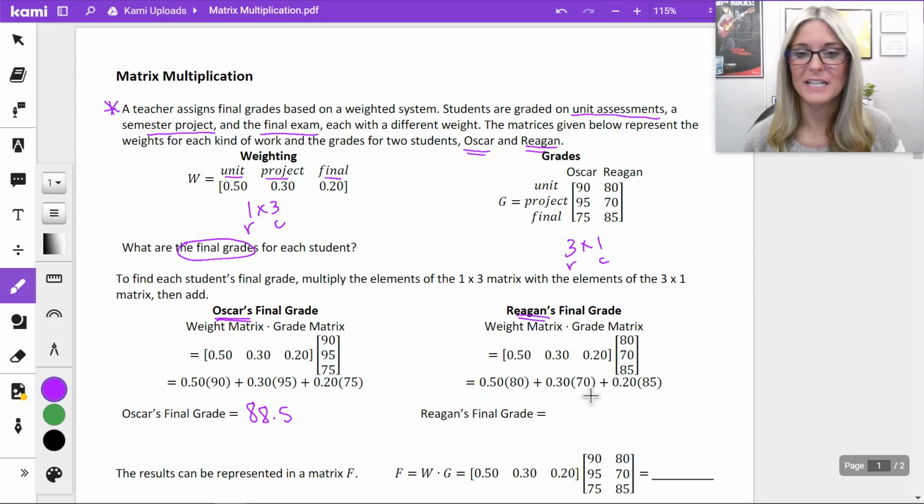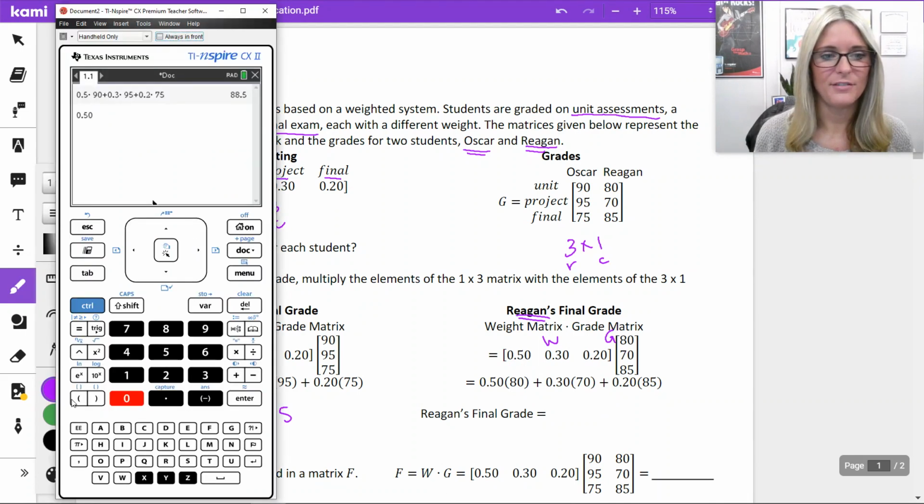Let's look now at Reagan. We're going to do the same thing: multiply the weight matrix by the grade matrix. That has all been written out there. Here's the weight and here is the grade matrix. Multiply each element. So the 50% times 80 plus 30% times 70 plus the 20% times 85. So let's grab the calculator and see what Reagan's grade would be.